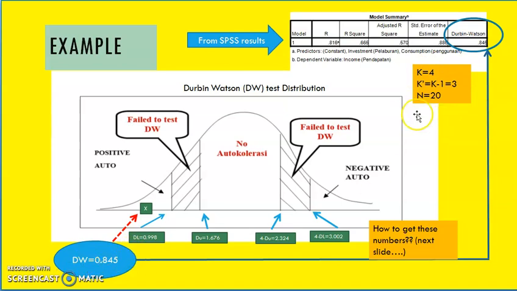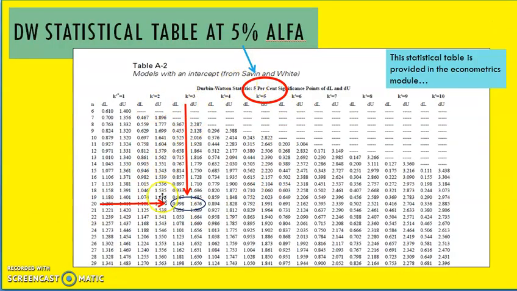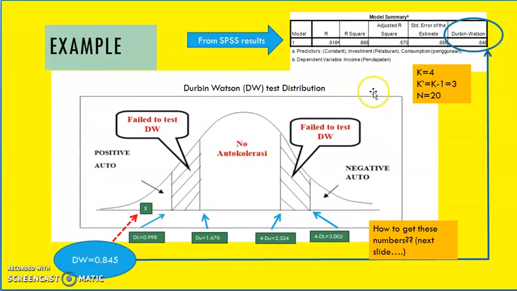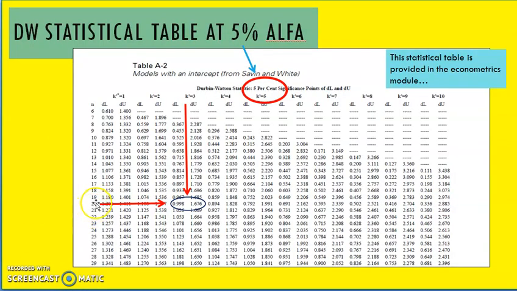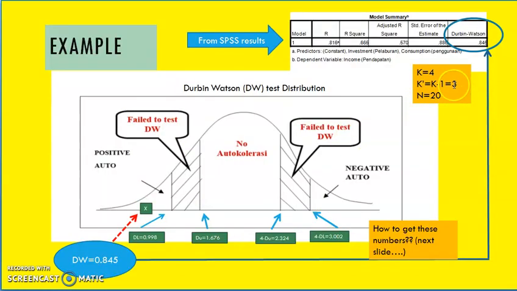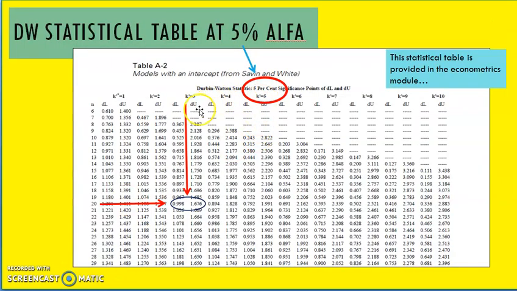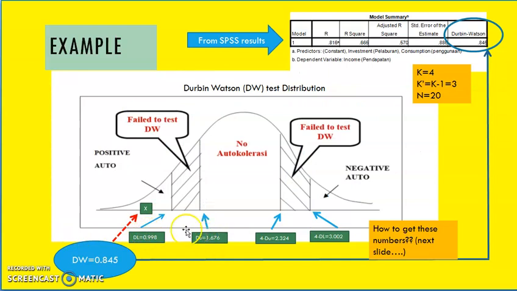When you have this information, you have to use the table. Now n just now is 20, so n here is 20. And K prime is 3, so K prime here is 3. Then when you go by both pieces of information here, you get dl is 0.998 and du is 1.676. Transfer your information into here.